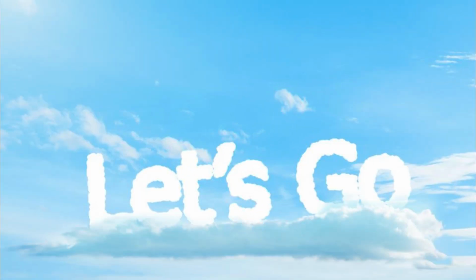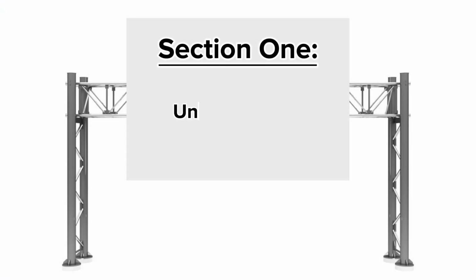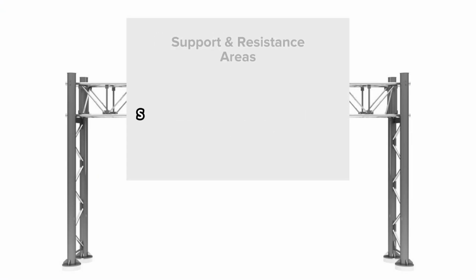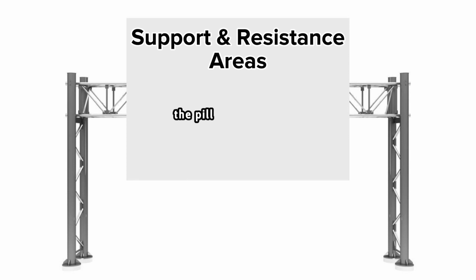All right, let's go. Section 1. Understanding support and resistance. Support and resistance areas are like the pillars of a building, providing structure and stability to the price movements of a stock.